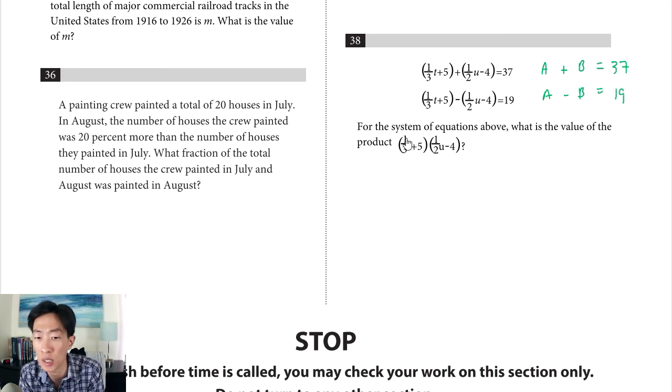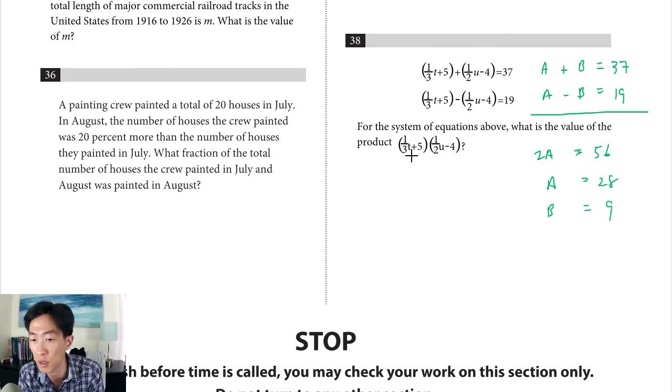Why do I do that? Because notice we never actually have to find t or u. What they're looking for is already in terms of these ugly numbers. So let's just use a and b instead. What I'm going to do is add these two equations together because I want to eliminate b. So I get 2a equals 37 plus 19, which equals 56. Divide both sides by 2. A equals 28. And if a is 28, then b is going to be 9, just looking at the second equation.